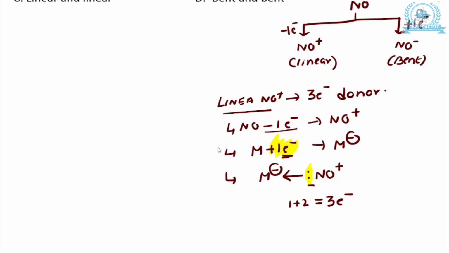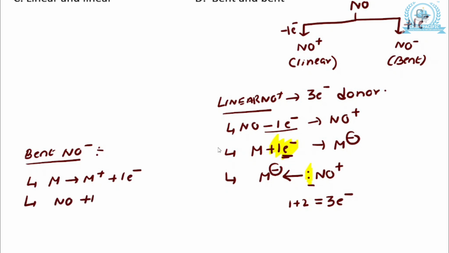Now let us discuss the bent nitrosyl. This bent nitrosyl is NO minus. So how are bent nitrosyls formed? A metal results in the formation of M plus and gives out 1 electron. This electron is accepted by NO, resulting in the formation of NO minus. Later on, one coordinate covalent bond is formed between M plus and NO minus.